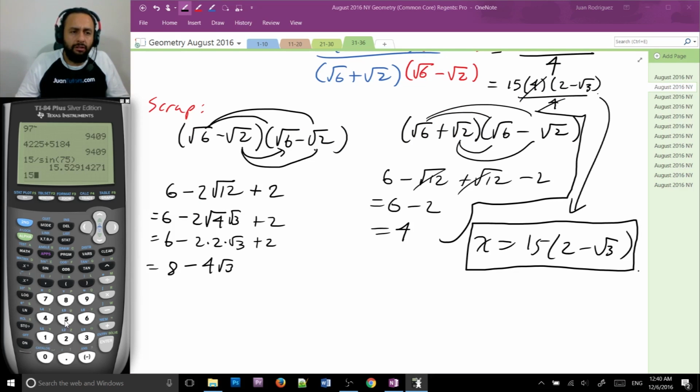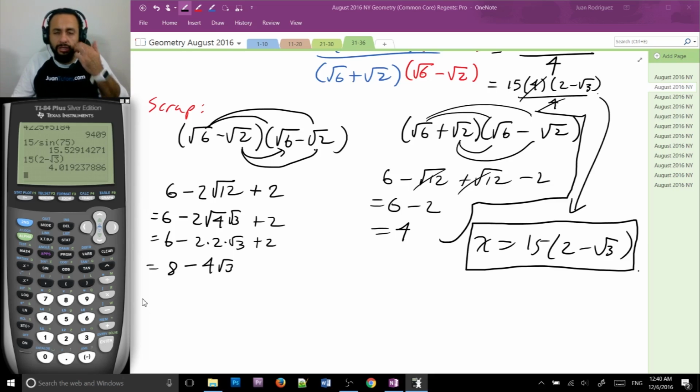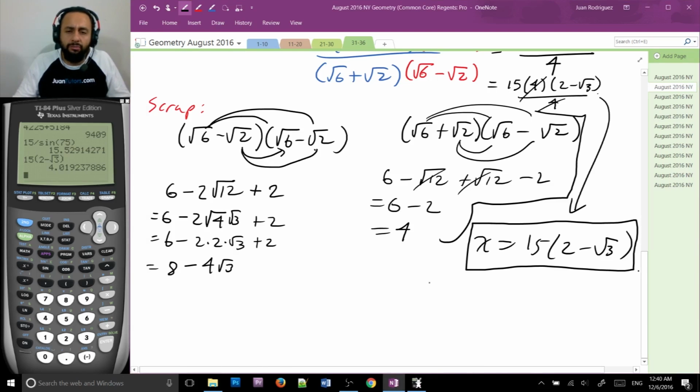So 15 times parentheses 2 minus the square root of 3. We should get something again around a third or a fourth of 15, so about 4. That's the approximate answer. This is the exact answer. This confirms that our answer at least is plausible and it makes sense.